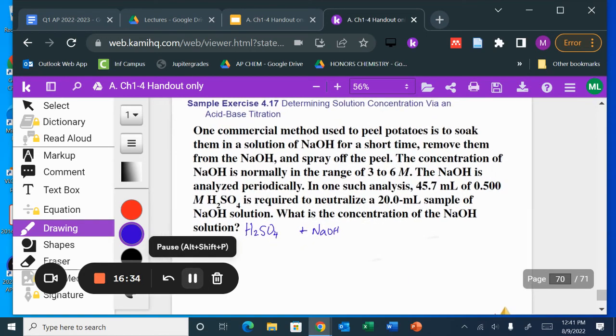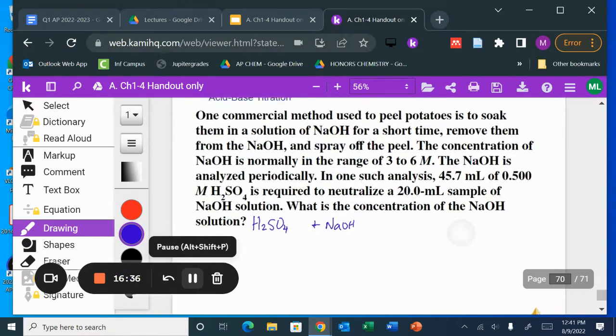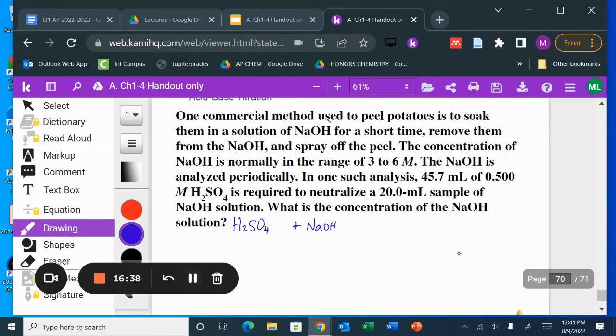Okay, next problem. One method used to peel potatoes is to soak them in sodium hydroxide for a short time, removing the peel. The concentration of NaOH is normally in the range of 3 to 6 molar. The NaOH is analyzed periodically. In one such analysis, 45.7 mL of 0.5 molar H2SO4 is needed to neutralize 20.0 mL of NaOH.